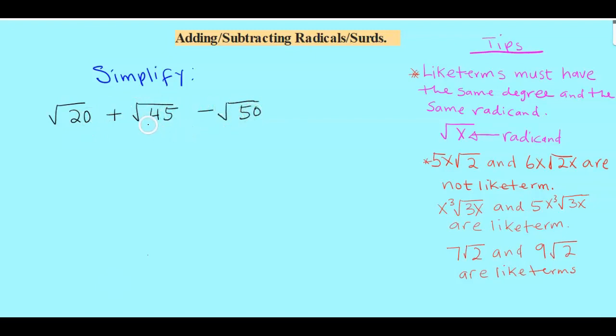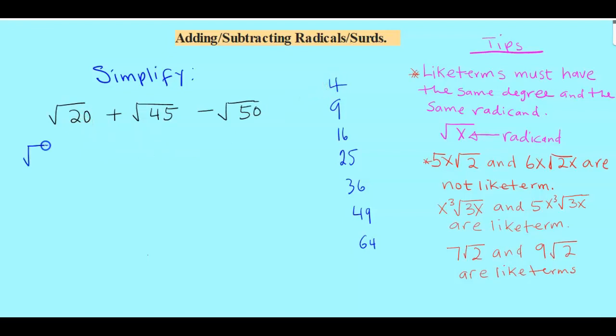Realize that none of these numbers are like terms, so we have to break them down. When we're breaking them down into perfect squares, we have to look at 4, 9, 16, 64. All these things are perfect squares. I believe we can break this one down with respect to 4.